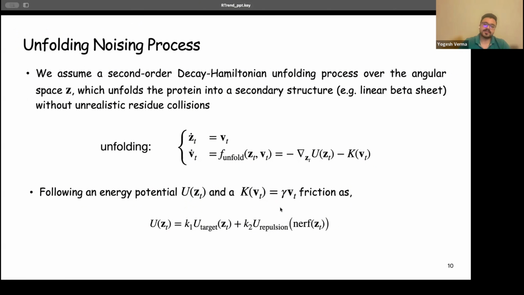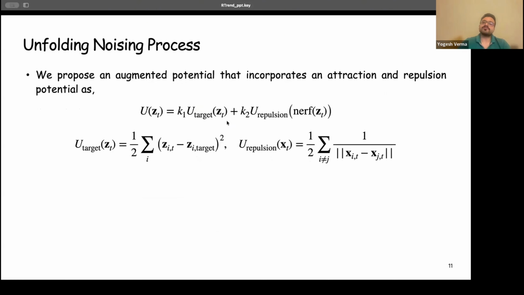There is a target term and there is a repulsion term. The target defines the potential towards our prior state. Let's say we have a target state, a linear chain of amino acids, defined by Z of i of target, and there's a harmonic potential between the current state and this. This describes a driving force towards the linear strand of the amino acid chain. And then there is a repulsion force. This repulsion force is based on the Coulomb repulsion potential, which makes sure that during the forward process, the residues shouldn't collide into each other.